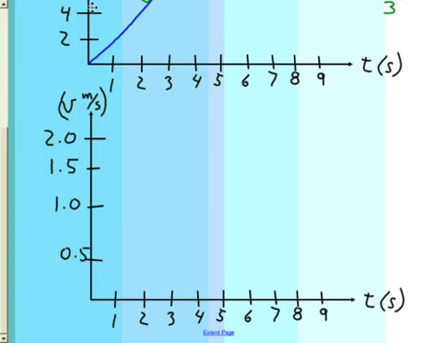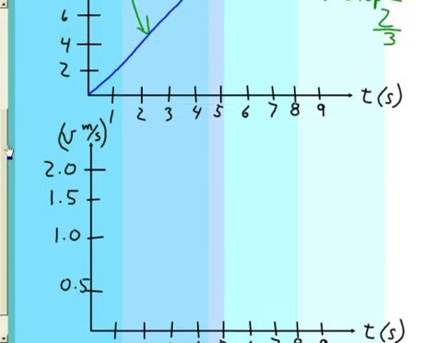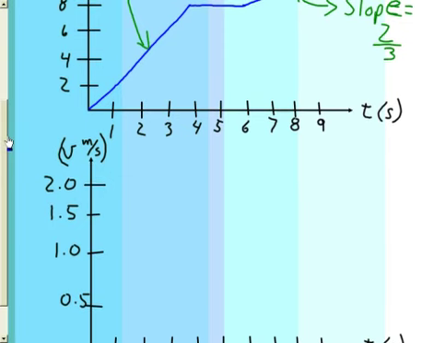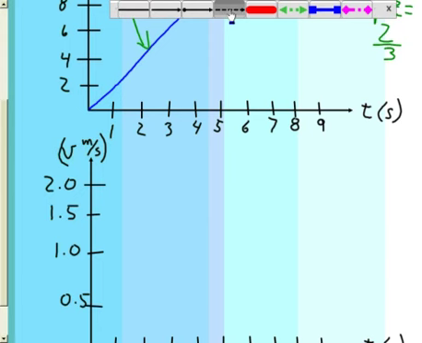Now, this step's really important, and I think it's going to help a lot. What you're going to do is you are going to project wherever the velocity changes or wherever the interesting parts of the line are from your position graph down to your velocity graph. Let me show you what I mean.